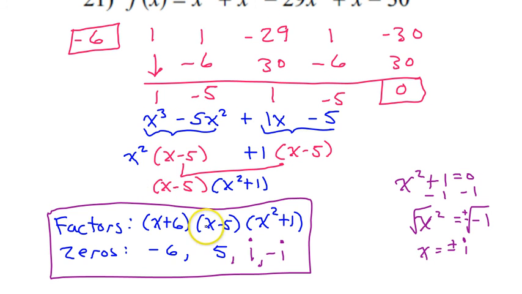So the zero of negative 6 would give me the x plus 6, and then I'd have my x minus 5 and my x squared plus 1, which can't be factored anymore. Of course, the x minus 5 would give me the 5, and just like before, I would set this equal to 0 and solve to get the i and negative i.